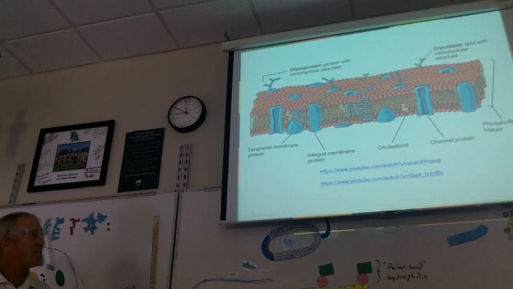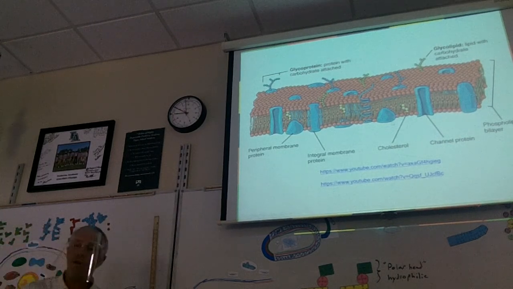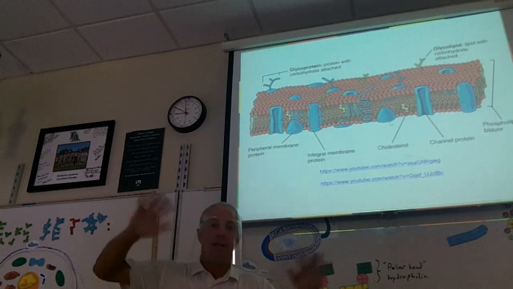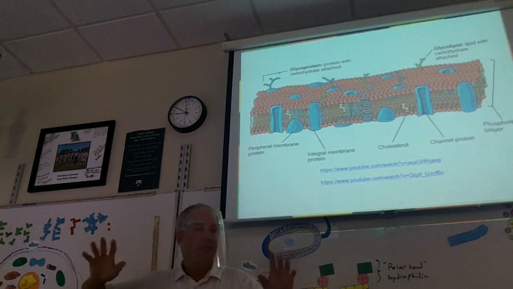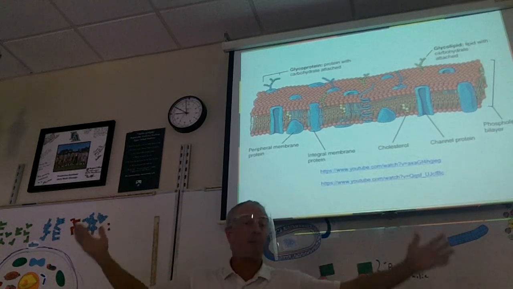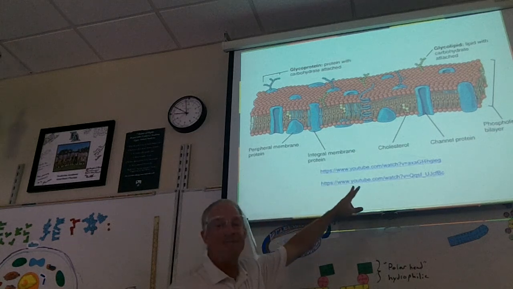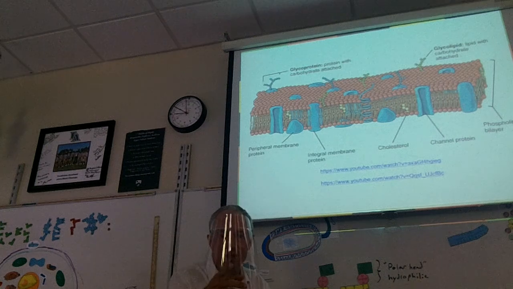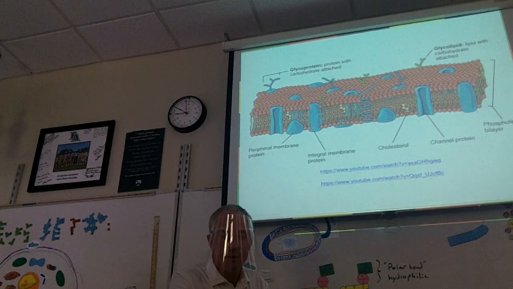Well, it helps stabilize the membrane. If it gets real hot, what happens to the molecules? They start moving real fast, right? The membrane would start moving real fast and kind of fly apart. The cholesterol keeps it from doing that. It stabilizes it at high temperatures. Why wouldn't you want high cholesterol?